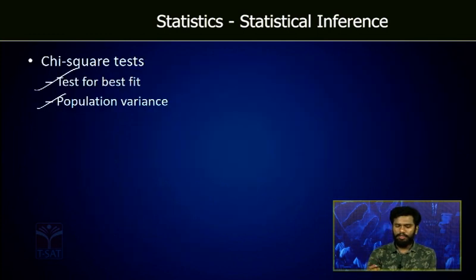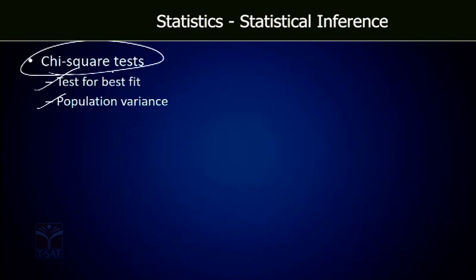Now we need to discuss an important property of the chi-square distribution. (x minus mu) by sigma, whole square, also follows a chi-square distribution with 1 degree of freedom.